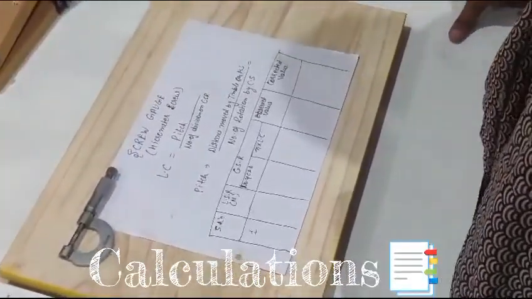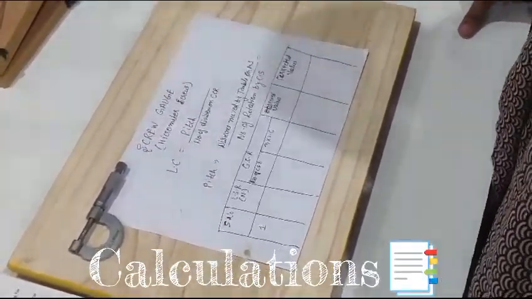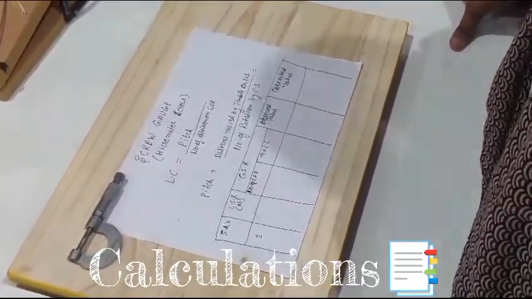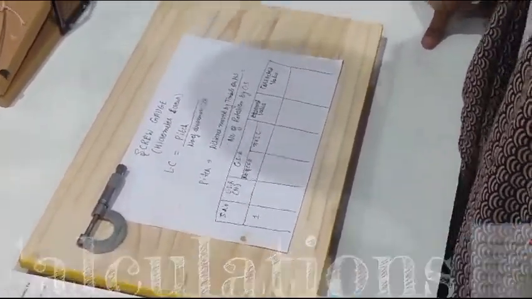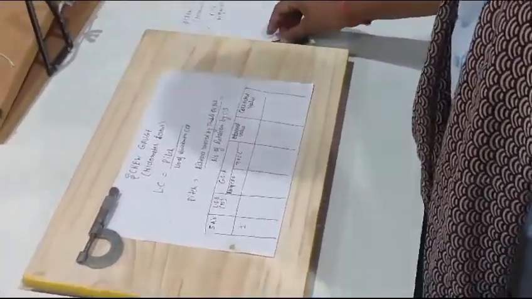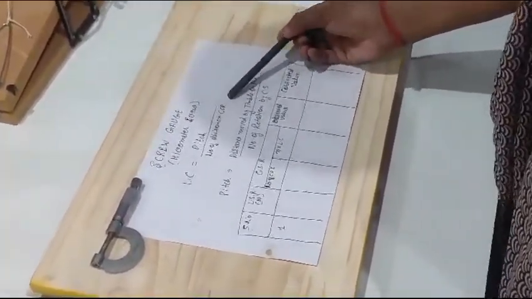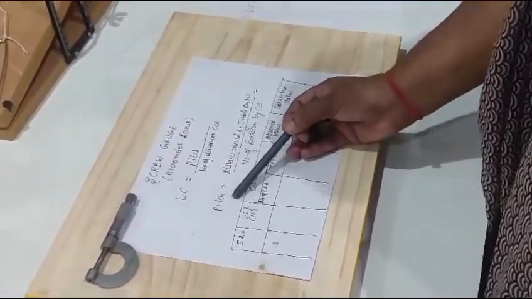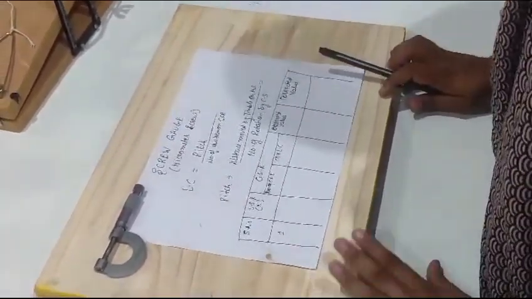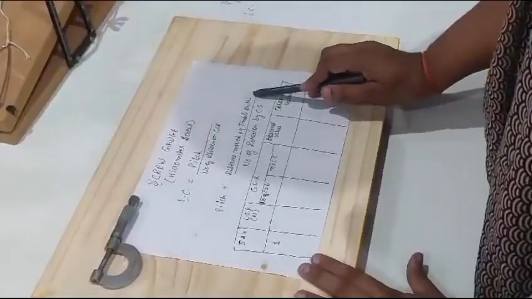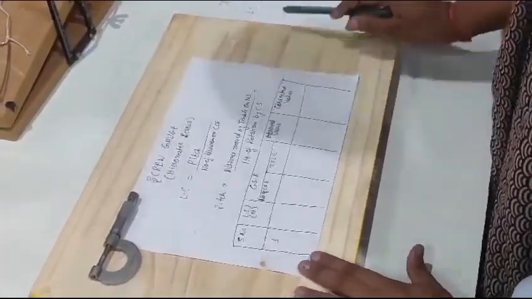Before starting our experiment, we need to find the least count. Least count means the minimum value a device can measure. To calculate the least count, you need the pitch divided by the number of divisions on the circular scale. So we need to find the pitch also. How can you calculate the pitch? It is the distance moved by the thimble on the main scale divided by the number of rotations of the circular scale.